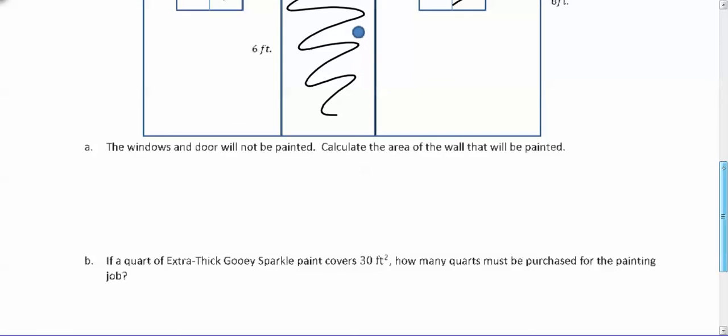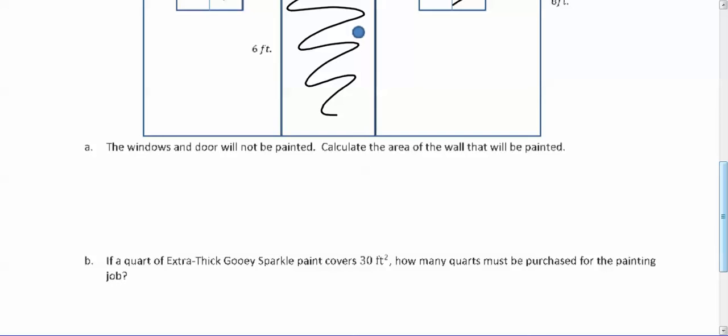All right, now let's read the next part. It says, if a quart of extra thick gooey sparkle paint, that's what makes me think of nail polish, because that's gooey, sparkly stuff usually. Gross, this wall would look disgusting. It covers 30 feet squared. You got to figure out the amount that you need to cover, and then think about how many quarts that would take to cover that area.